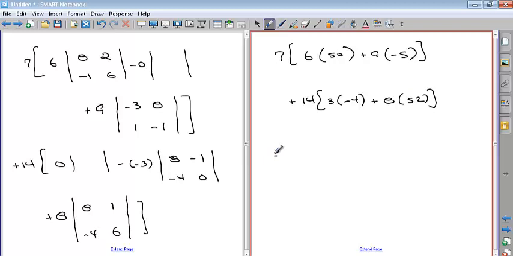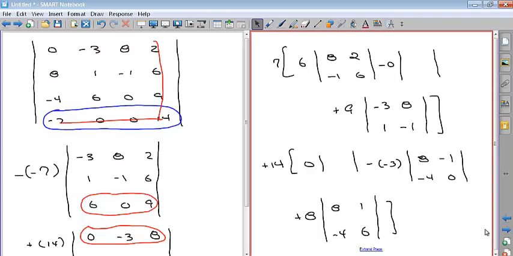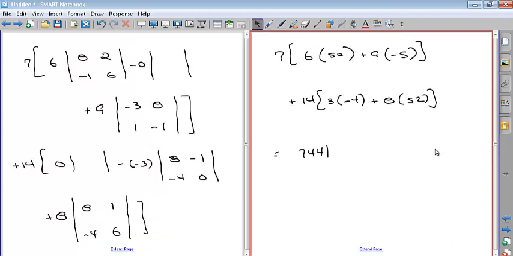And I'm just going to use my calculator here. So we're going to have 7 times 6 times 50 minus 45 plus 14 times negative 12. Plus 8 times 52, and I get 7,441. Now I'm going to pause for a second, make sure that's right. So I did it, and I got 7,441. And what I'm doing is I'm using a calculator. So you can do determinants using your calculator.